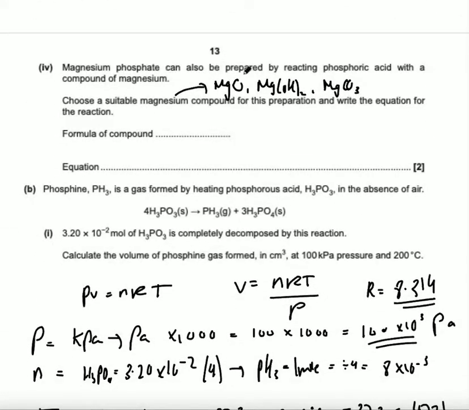Magnesium phosphate can also be prepared by reacting phosphoric acid with a compound of magnesium. Choose a suitable magnesium compound for this preparation and write the equation for this reaction. So there's multiple ways you can do this, because there are many magnesium compounds you have come across that we can use. You've come across magnesium oxide, magnesium hydroxide, and magnesium carbonate. These are all magnesium compounds, and we can use them in the reaction with phosphoric acid to get magnesium phosphate.